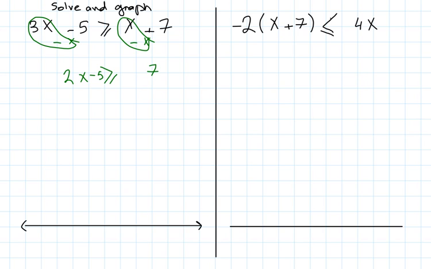Now let's get rid of this minus 5 on the left side by adding a 5. That eliminates that minus 5 on the left side. You end up with 2x is greater than or equal to 12. Again, eventually we want to have just x, not 2x, so we're going to divide by 2, and you end up with x is greater than or equal to 6.